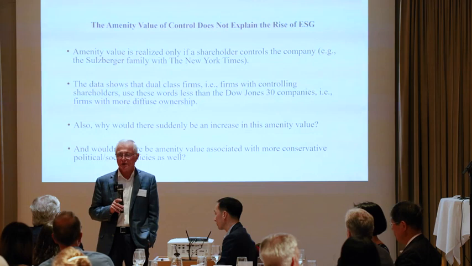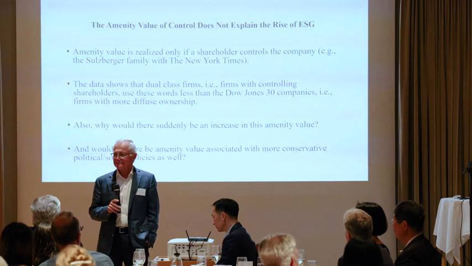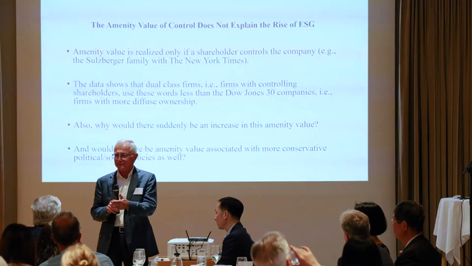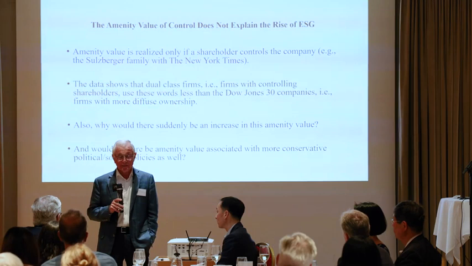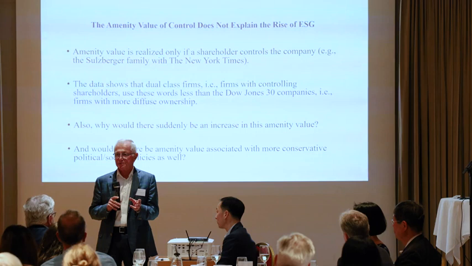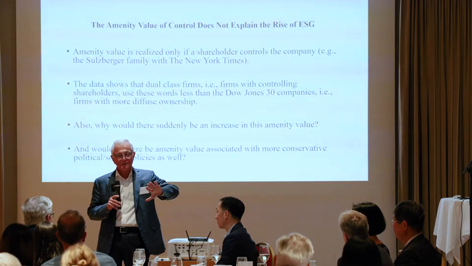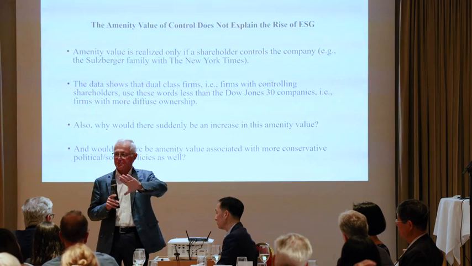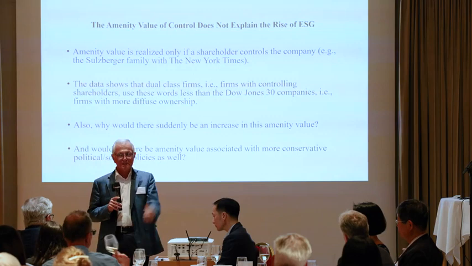But then the other thing is, why now? Presumably the firms that engage in ESG where you have a controlling shareholder, why weren't they doing it 30, 40 years ago? And then the last one is simply, if it was the amenity value of control, I don't think we could explain why the policies, for lack of a better term, are more woke, because presumably there'd be a lot of controlling shareholders that are conservative politically. And so why would the distribution of political activities be so skewed to the left if it was based on that? So I think amenity value of control is not the answer.